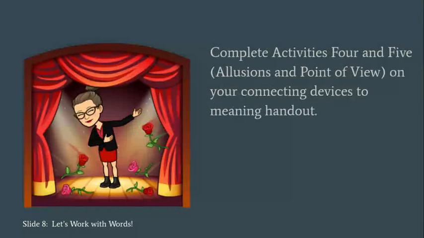Now we're going to work on Activities 4 and 5, Allusions and Point of View, on your Connecting Devices to Meaning handout. Remember that an allusion is a reference to literature, mythology, history, or religion. Writers use allusions to draw comparisons between two things. Researching the allusions in this poem will help provide you with background for the Odyssey.